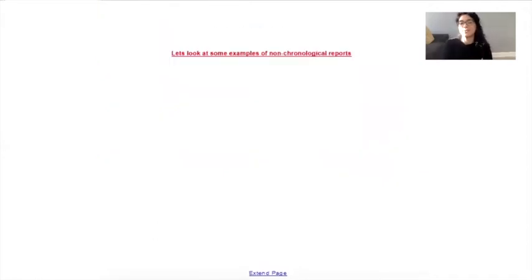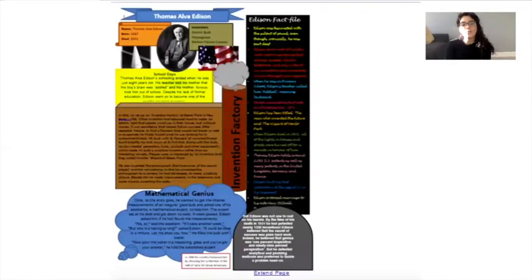Let's look at some examples of non-chronological reports. So you have one over here about Thomas Edison. As you can see, you have a picture of him, so you can easily see who the report is about. You have his name, when he was born, when he died, the main body, which has a lot of information about the person you are writing about. You have a little fact file on the side. So if you want a quick fact about Edison, you can look on that side of the report. And then you have closing paragraphs as well. So that is a really nice structured non-chronological report.